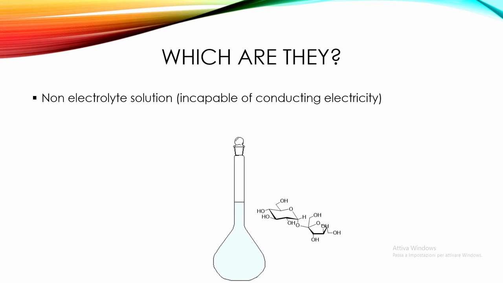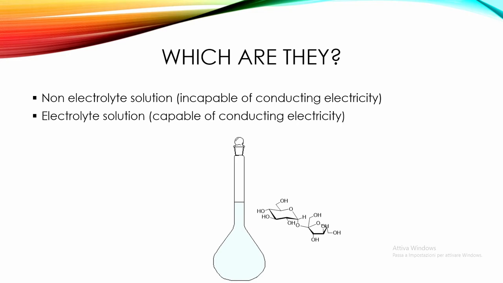So this is making the solubilization, and this is making the solution in the end, which is a clear and homogeneous solution. But this solution is not capable of conducting electricity because the basic molecule of sucrose is neutral. That's the reason why. So let's see what an electrolyte solution is. Of course, it's the opposite, so it's a solution which is capable of conducting electricity.